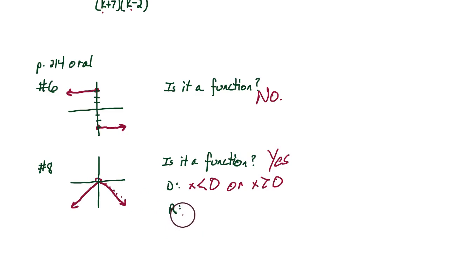Now, what's the range? This is your y values. Let's make statements describing the y values. I think all the y values on either ray are numbers that are less than 0.